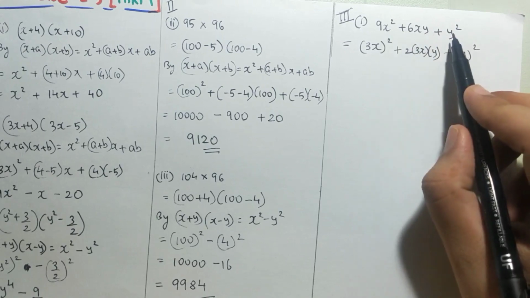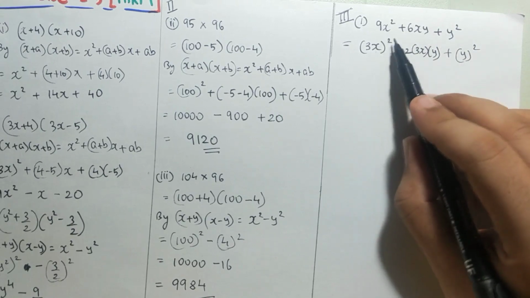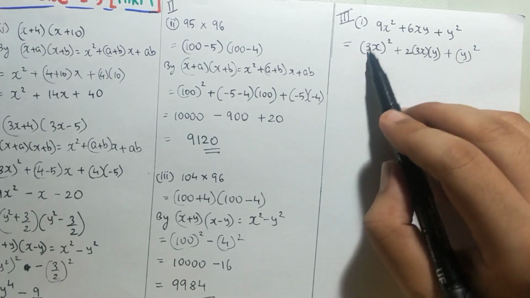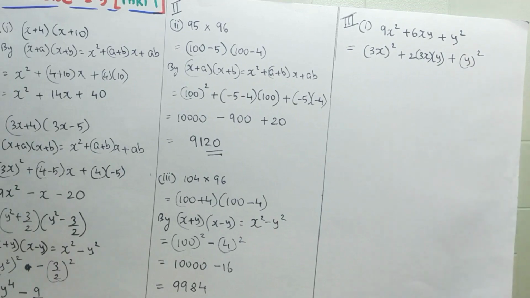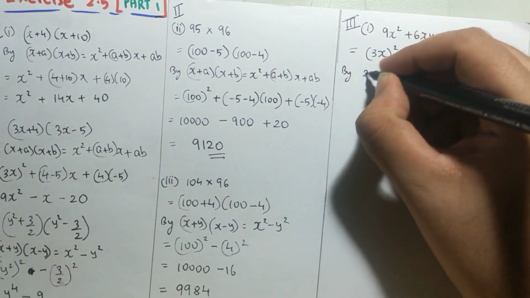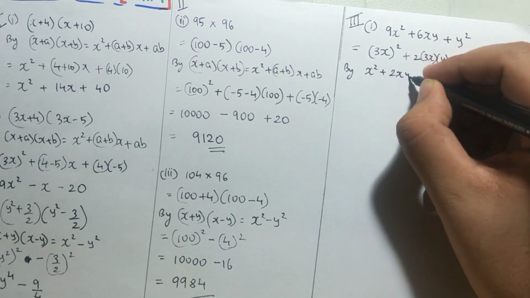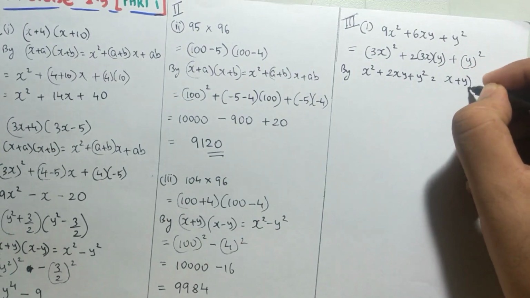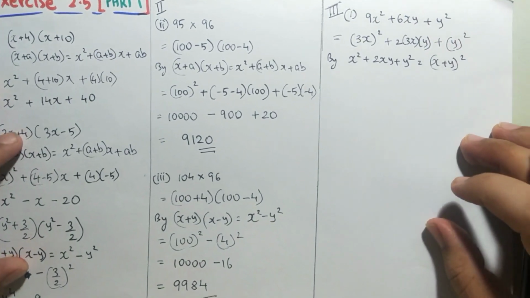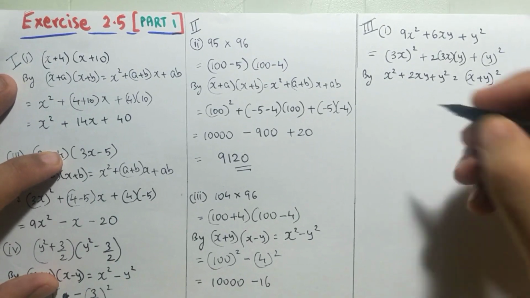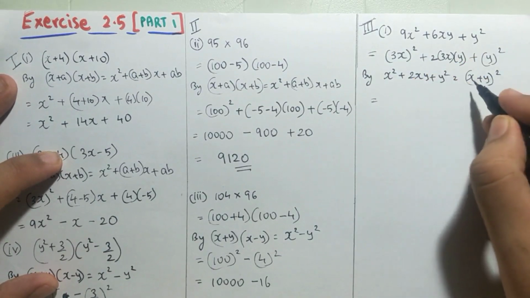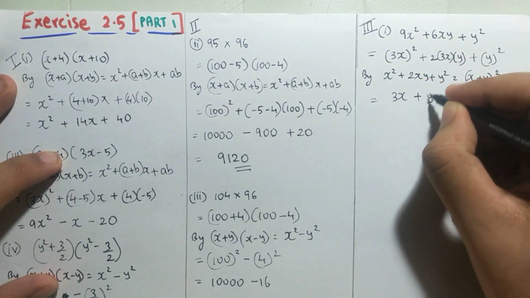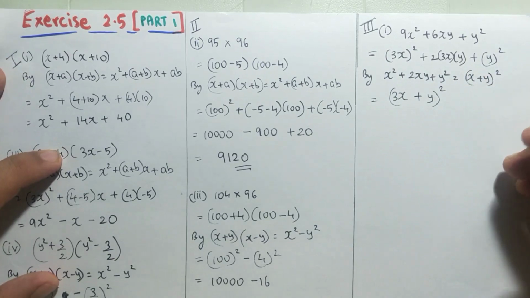That means the question given to us was a perfect square. a square plus 2ab plus b square, or x square plus 2xy plus y square. This is the identity of x plus y whole square. So x plus y whole square means first term plus second term whole square. What is my first term? 3x. Plus what is my second term? y. So it's 3x plus y whole square.